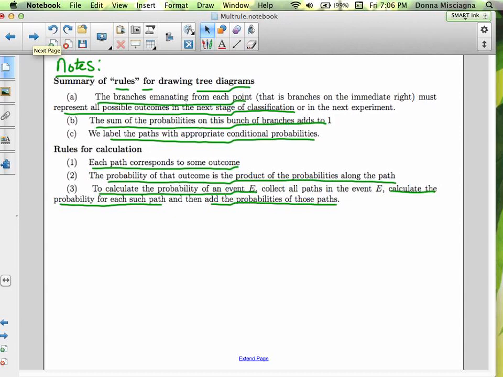For calculation, each path corresponds to some outcome. The probability of the outcome is the product of the probabilities. You can probably leave off the words "along the path," although maybe that makes it clear that you have to go across the entire branch. And then to calculate the probability of an event, you calculate the probabilities of each path, and then you add those probabilities of the paths. So like the last problem, we had to add the probabilities for 0 and own, 1 and own, 2 or more and own, right? So put those in your notes.